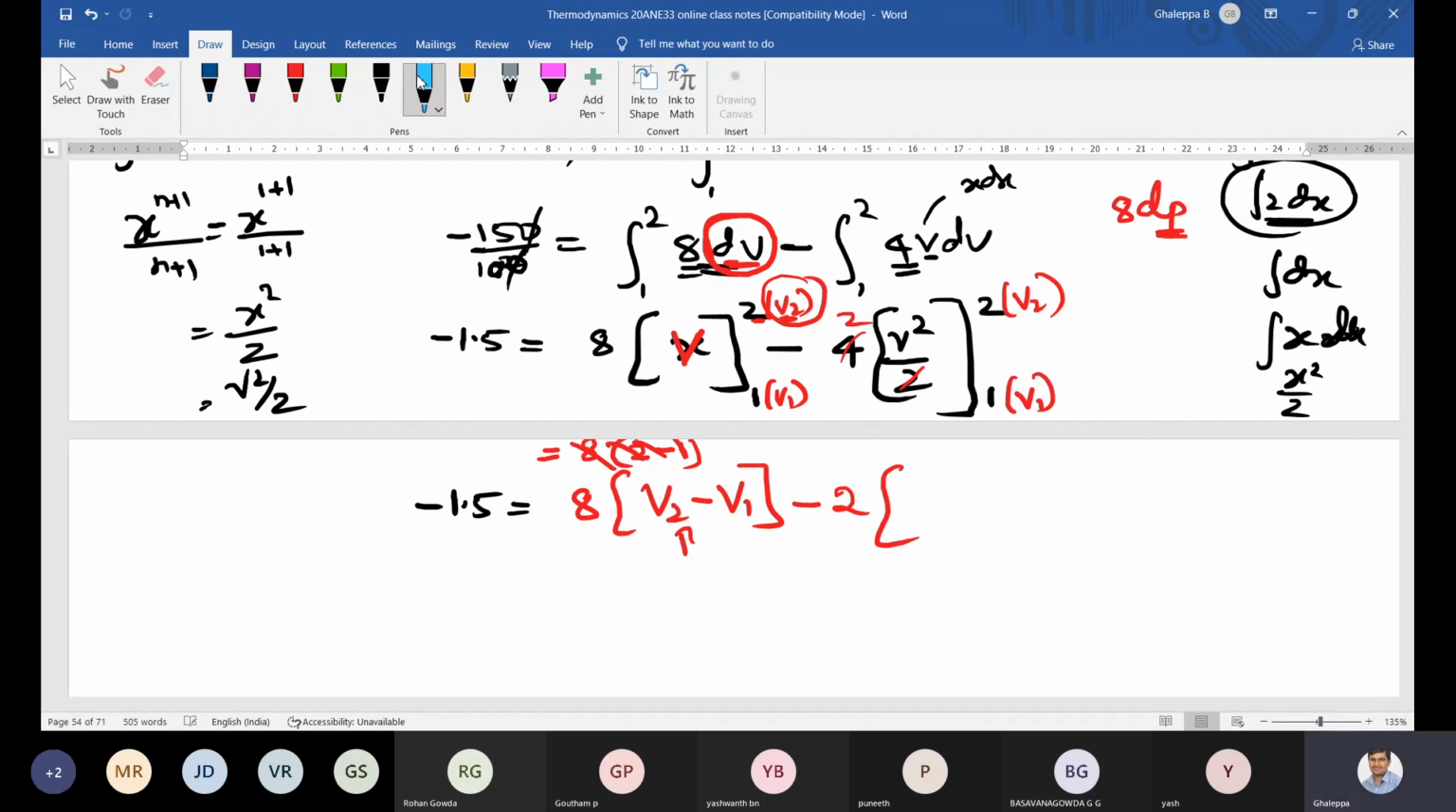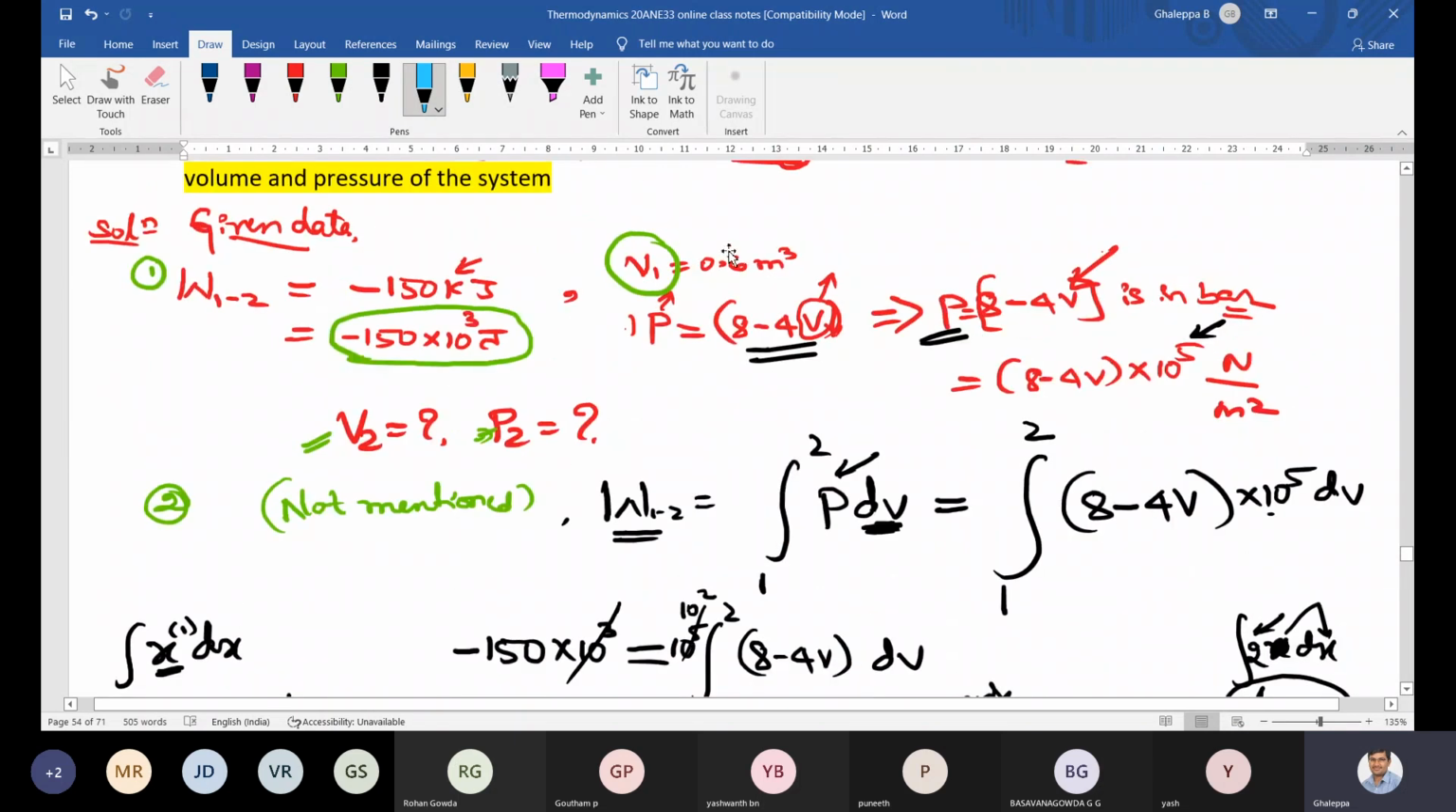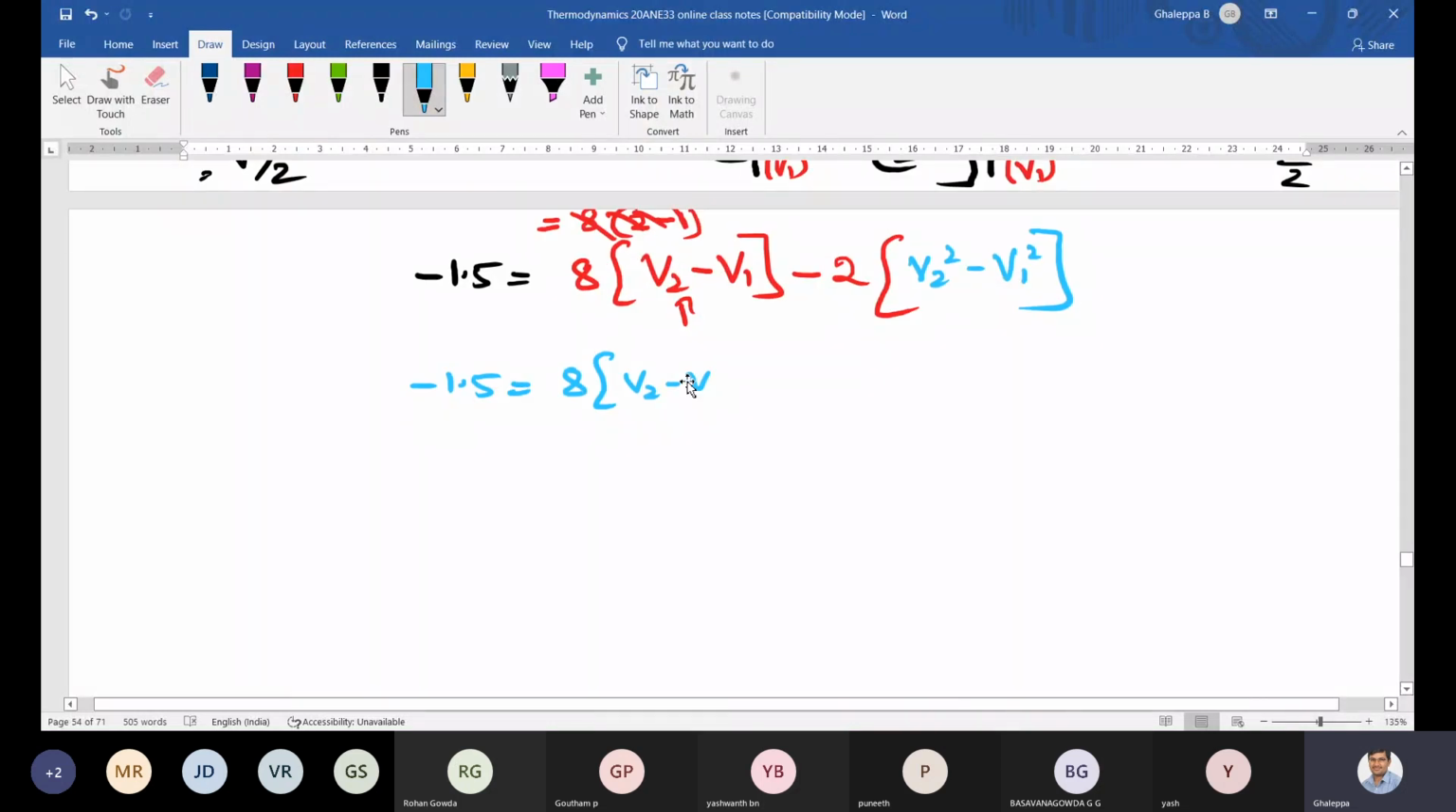V2 square. Okay, so V2 square. Yes, correct. So substitute all the values. Minus 1.5 you write, 8, V2 minus V1. I think V1 is given. How much he has given in the numerical? V1 value is 0.6. He has given here 0.6. So write down that value. V1 is 0.6 directly. Minus 2.